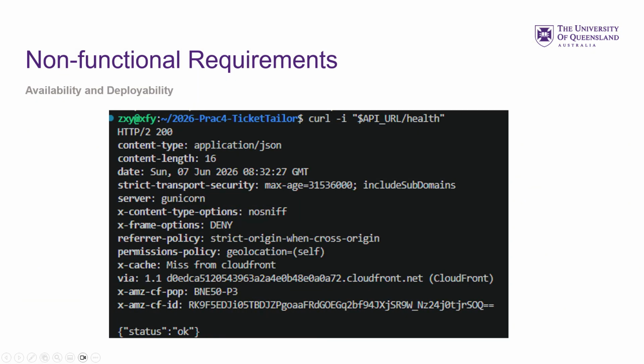For availability and deployability, the backend provides the API v1 health endpoint. It returned 200 OK, and it is also used for load balancer health checks. The system is deployed with Terraform on AWS using CloudFront, ALB, ECS, Fargate, RDS, CloudWatch logs, and auto-scaling policies. This makes the deployment more repeatable and easier to monitor.